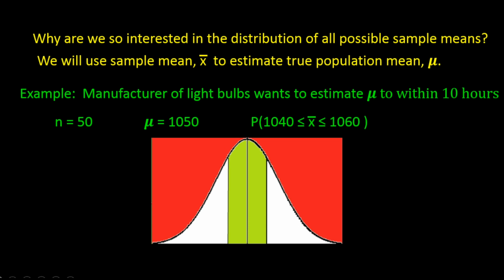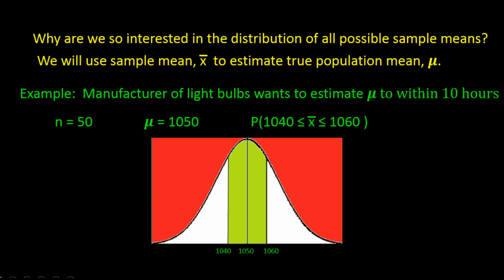Here you can see the true population mean mu in the middle is 1,050. Then we mark off an area below the mean at 1,040 and above at 1,060. This area is shaded, and we are asking what is the probability that x bar, the sample mean, is between 1,040 and 1,060 when the true population mean is 1,050.